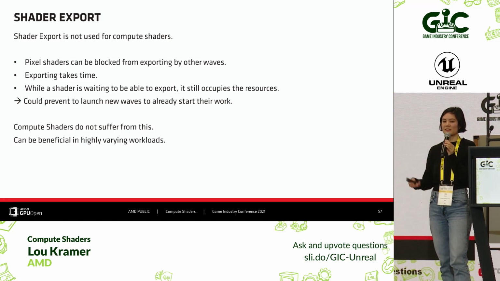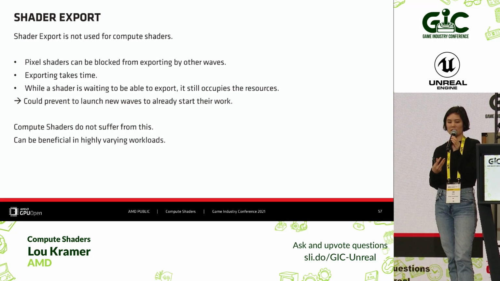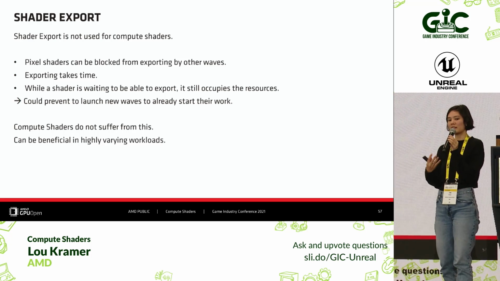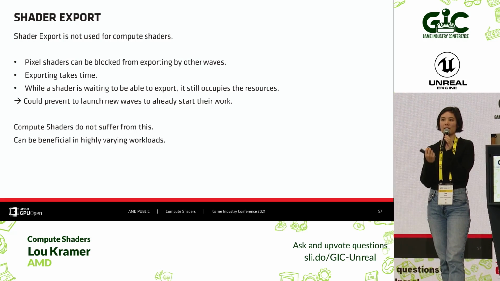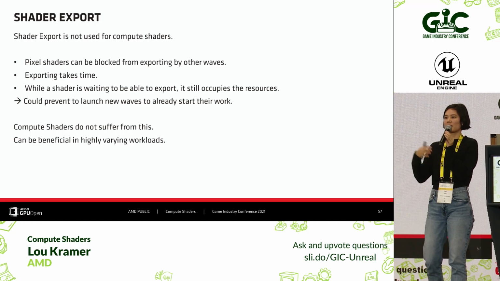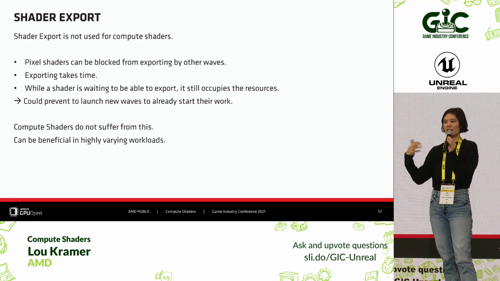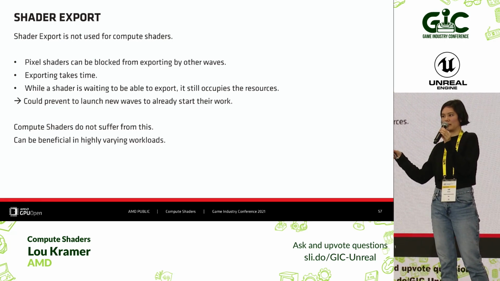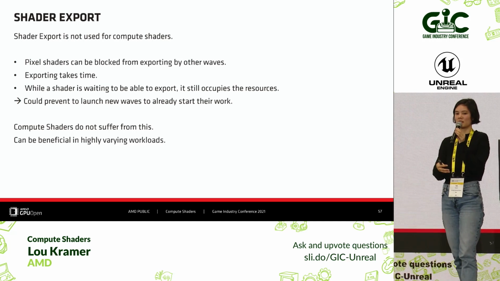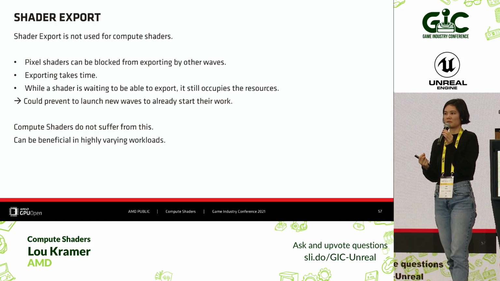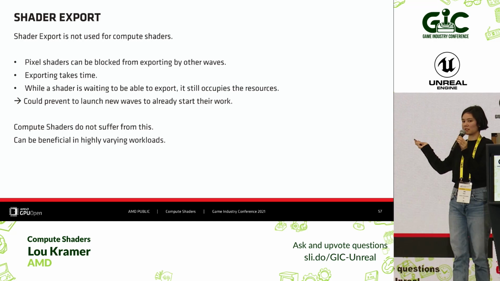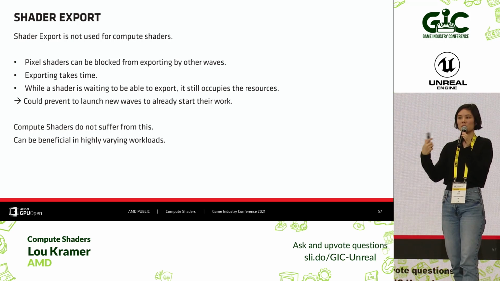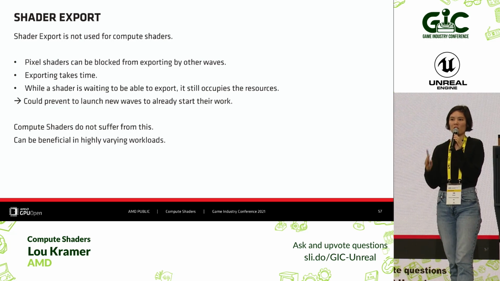Pixel shaders, though, can be blocked from exporting, because exporting actually takes time. And while the shader is waiting to be able to export, it is still occupying all the resources. So your pixel shader is done, you just need to export the values. But if your shader export is still busy exporting the values from other wavefronts, it basically has to wait, and it's still reserving all the resources. And if you don't have enough resources available to launch new wavefronts, that means we're actually blocked by the shader export.